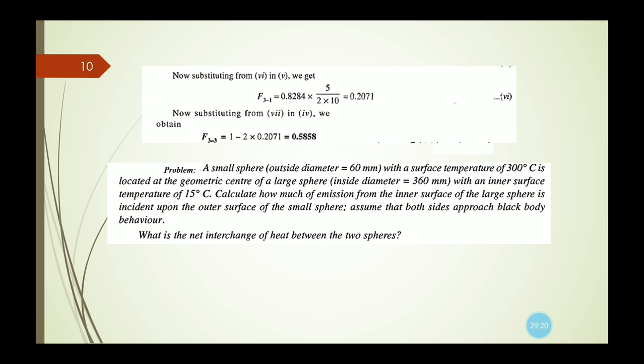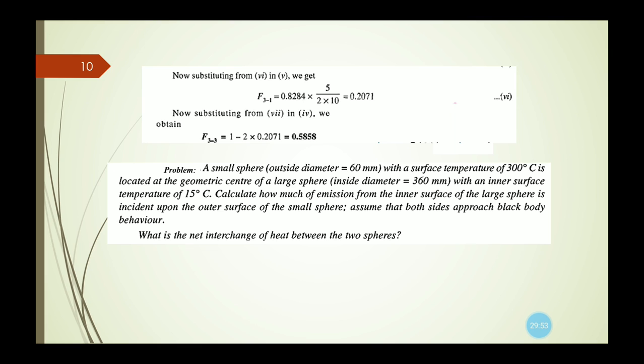A small sphere whose outside diameter is given as 60 millimeter with a surface temperature of 300 degrees centigrade is located at the geometric center of a larger sphere, that has an inside diameter of 360 millimeter with an inner surface temperature of 15 degrees centigrade. Now we need to calculate how much of the emission from the inner surface of the large sphere is incident upon the outer surface of the small sphere. We need to assume that both surfaces approach blackbody behavior.